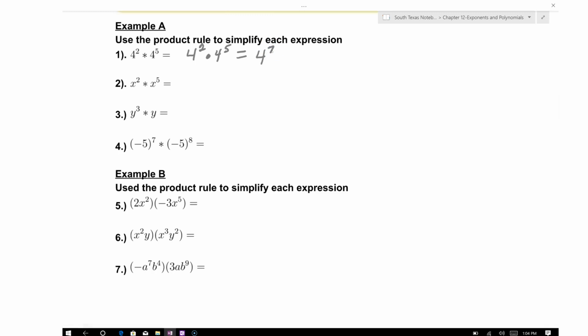In example 2, we have x raised to the 2nd power, and we have x raised to the 5th power. Since we have the same base and we're multiplying, then it will be x to the 7th. We're going to add 2 plus 5.